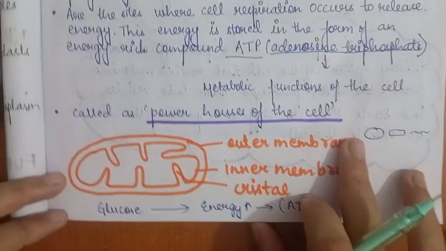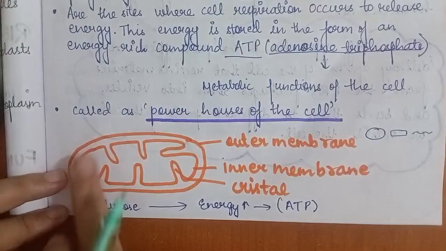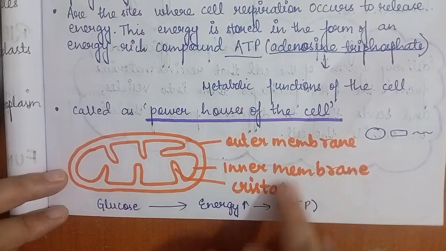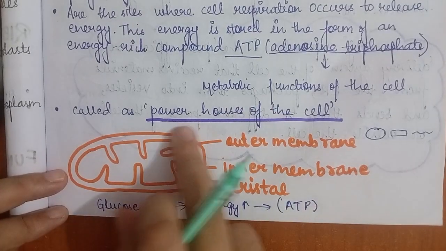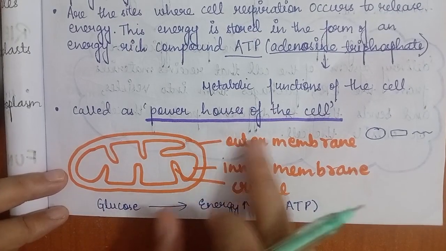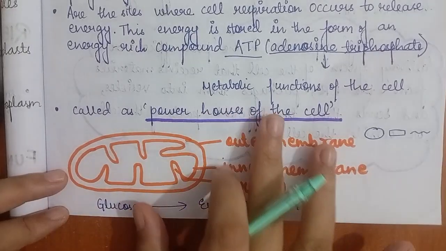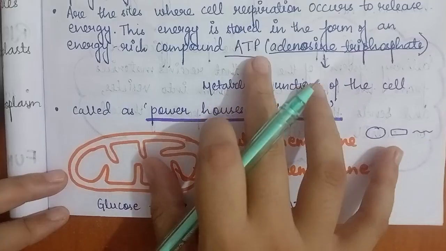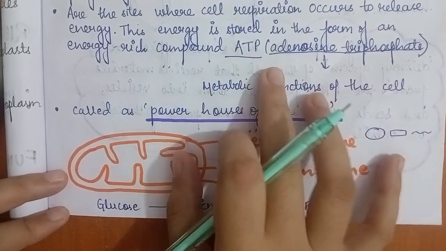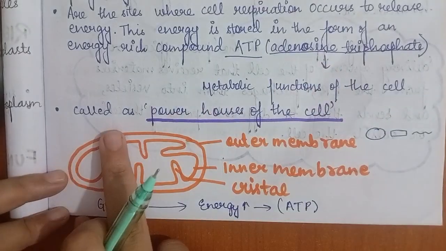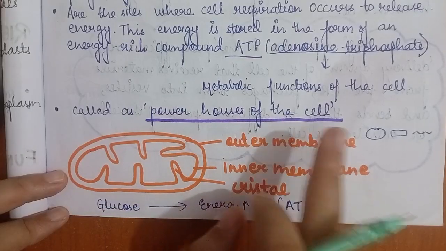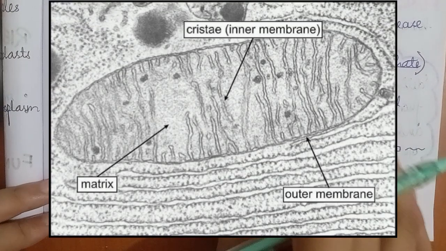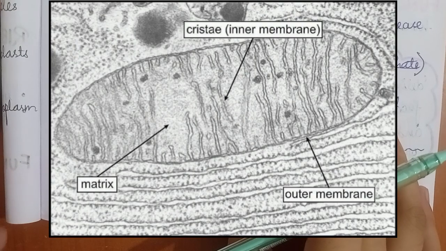Because of this, they are called the powerhouse of the cell, because they generate a large amount of energy. What is a powerhouse? A place where a large amount of energy is created. Similarly, in mitochondria so much energy is stored in the form of ATP, which is utilized for various purposes. That is why mitochondria are called the powerhouses of the cell. This is the image of mitochondria under an electron microscope.